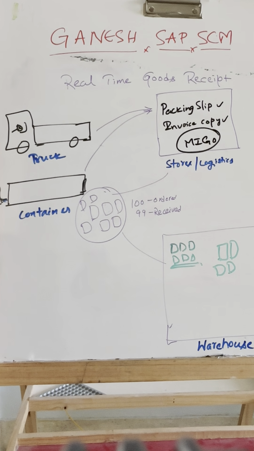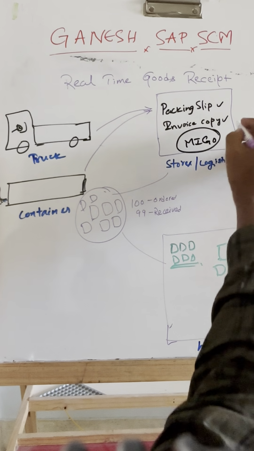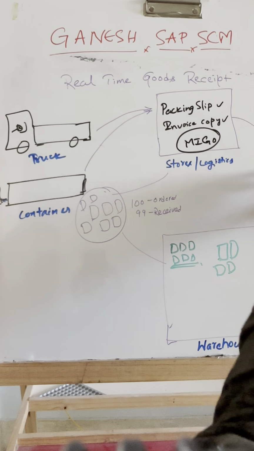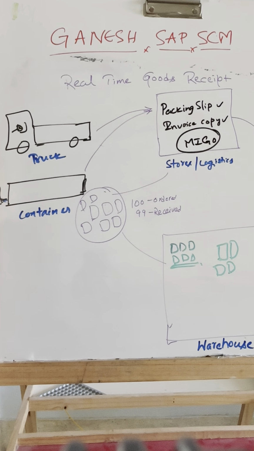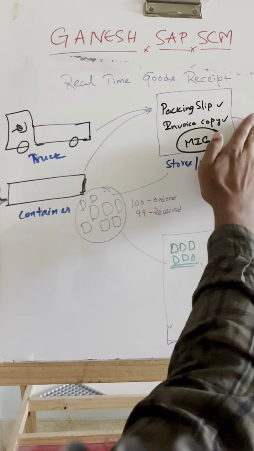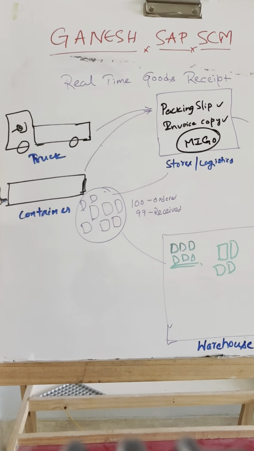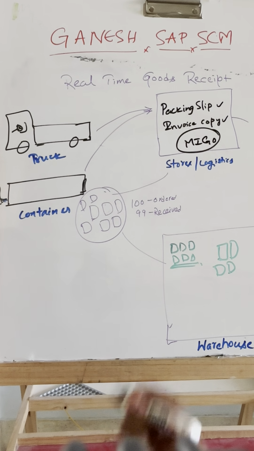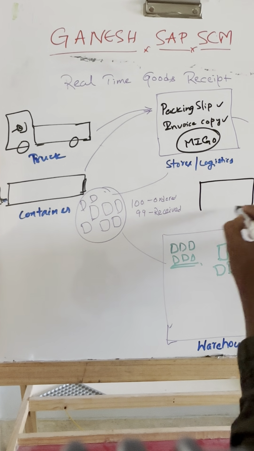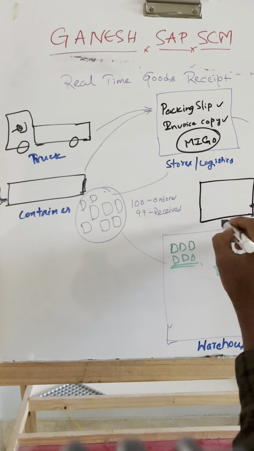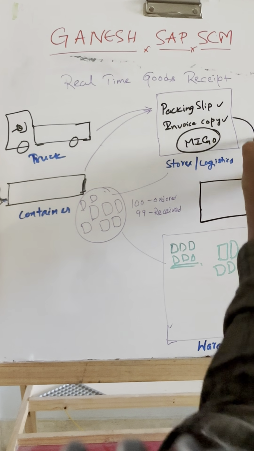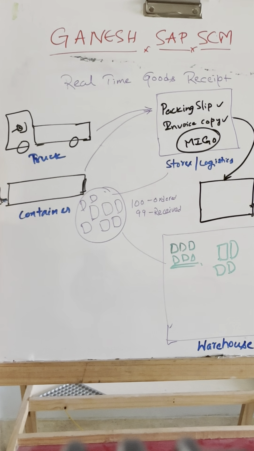So once the MIGO is completed, the goods receipt is completed, right? After they have done the goods receipt, this invoice copy will be sent to the finance team. So let's take it, here there is a finance team. So it will come to finance.